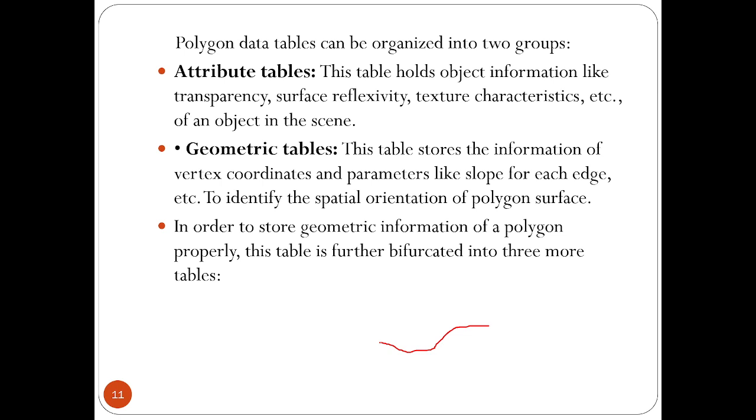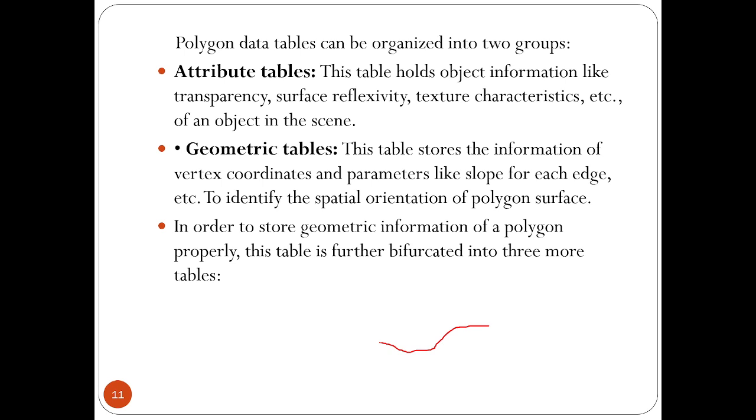So the polygon data tables can be organized into two groups. First one is the attribute tables, second one is the geometric tables. Attribute tables hold object information like transparency, surface reflectivity, texture characteristics, etc. of an object in the scene. The geometric table stores the information of vertex coordinates and parameters like slope for each edge, etc.